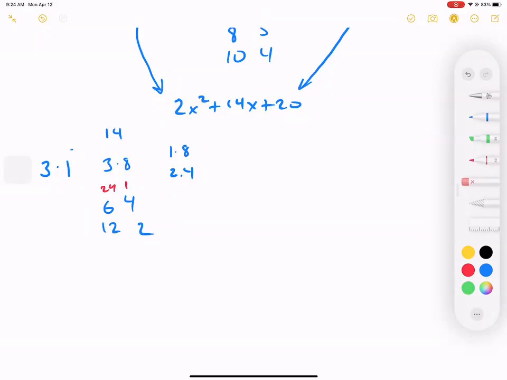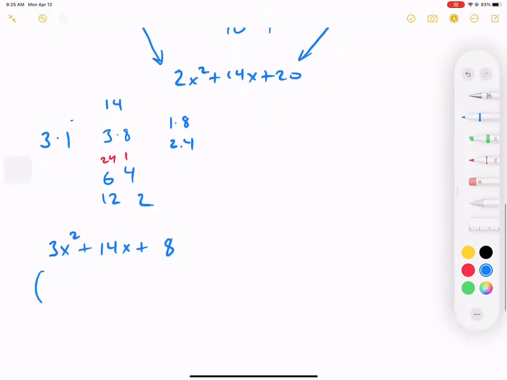So the idea here is we are trying to come up with combinations that work. So for this original problem, it would have been 3x, because 3 times 1 is 3. In the back, it would have been 8, because 1 times 8, 2 times 4 is both 8. And the middle number we were trying to get is 14. So which of these combinations work? We said for sure 3 and 1 in the front, 3x and x in the front.